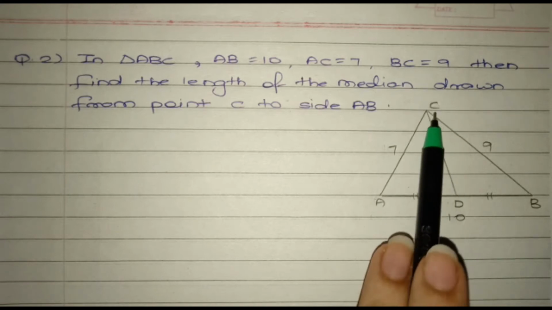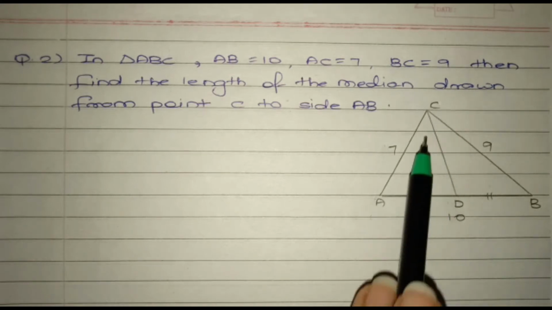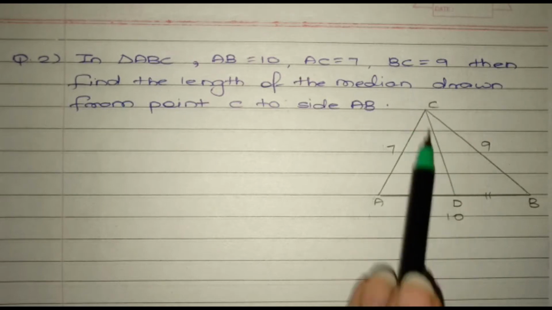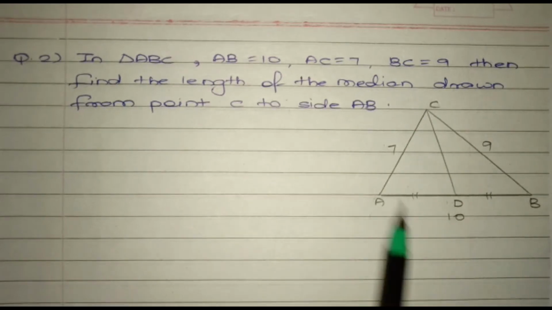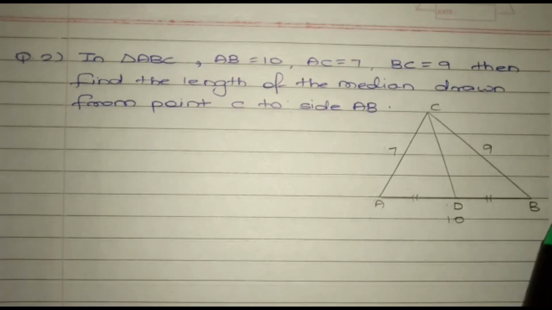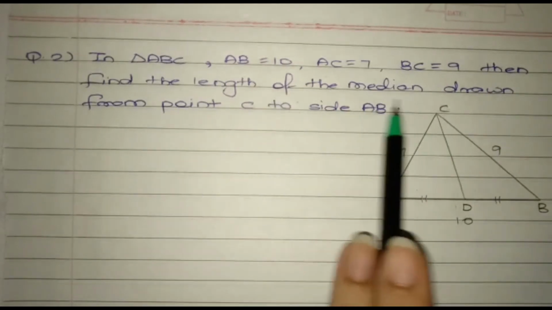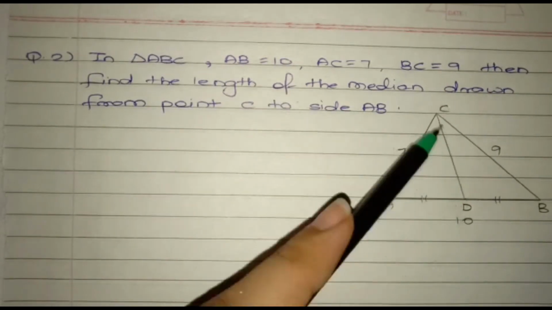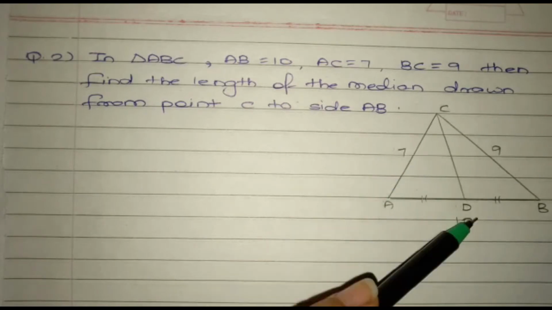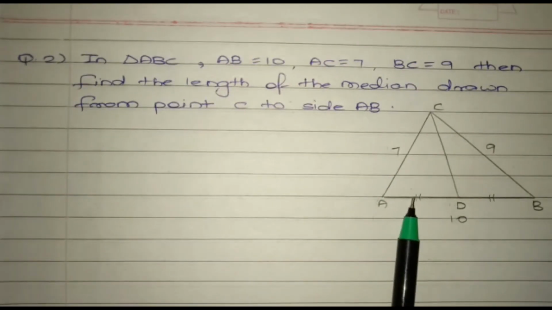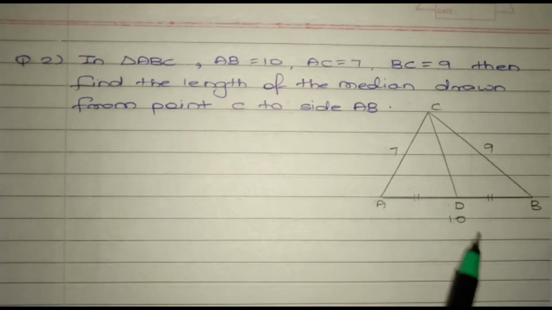I have considered point C on the upper side so that it will be easy for you to understand, since CD is the median. Now they have given the lengths of AB, BC and AC, and they have told us to find the length of the median drawn from C, that is CD. We have to find the length of this median. Here also we are going to use Apollonius theorem and find the length of the median.